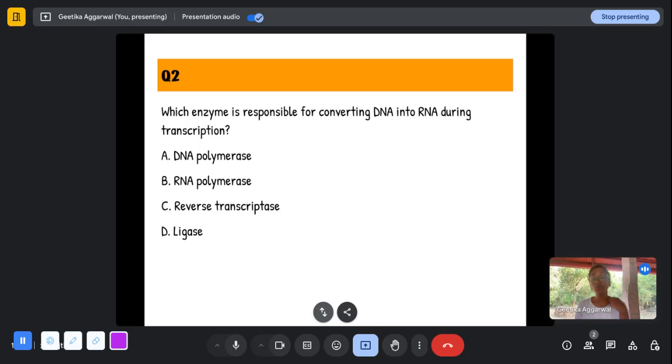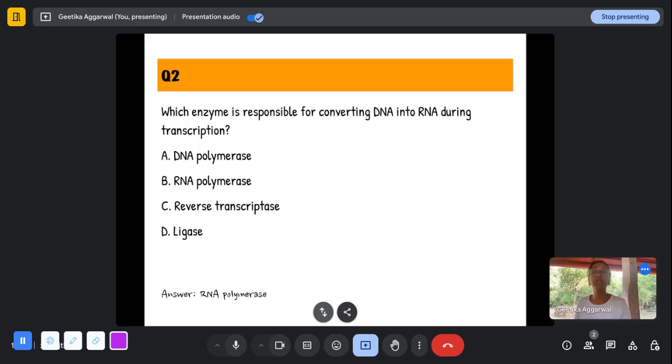So the correct answer to this question is RNA polymerase, as you might already be aware. DNA polymerase is required for DNA duplication. During cell division, when DNA is making its own copy, that is when DNA polymerase plays a role. It uses both strands of the DNA as template strands and makes the complementary strand to that. So that is DNA polymerase.